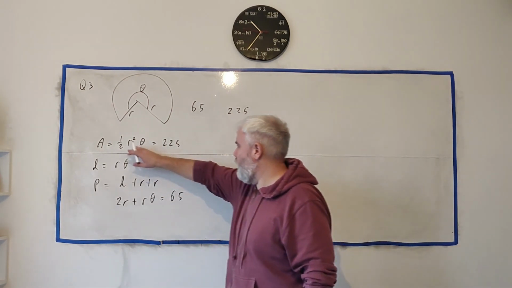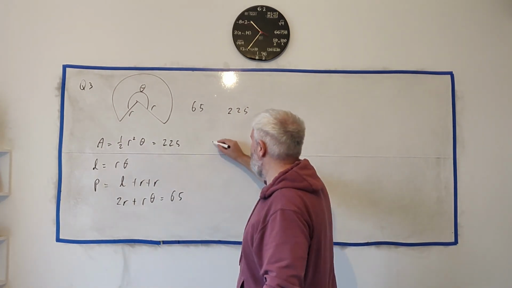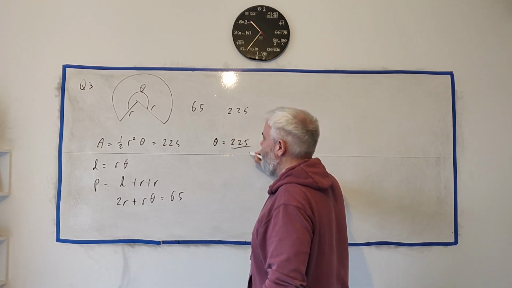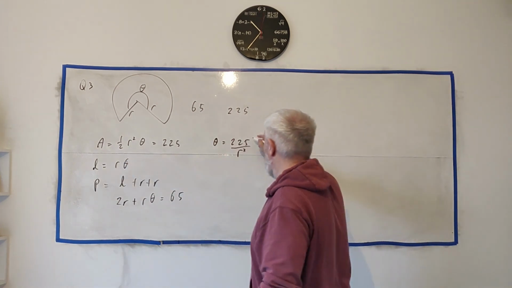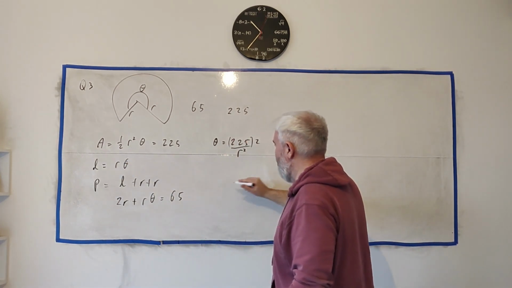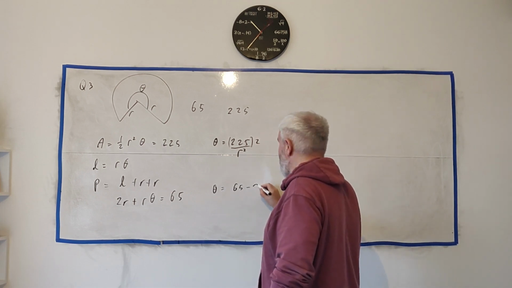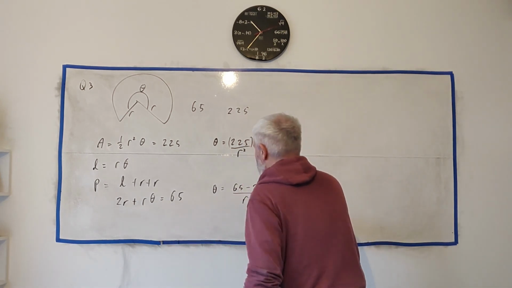Let's see, we have an r squared here. It'll be awkward to equalize an r squared. So let's just get theta out of both of these. This guy will become theta is equal to 225 divided by r squared and multiplied by 2 up here. This theta will become, let's see, 65 minus 2r. Take that away and divide by this r.